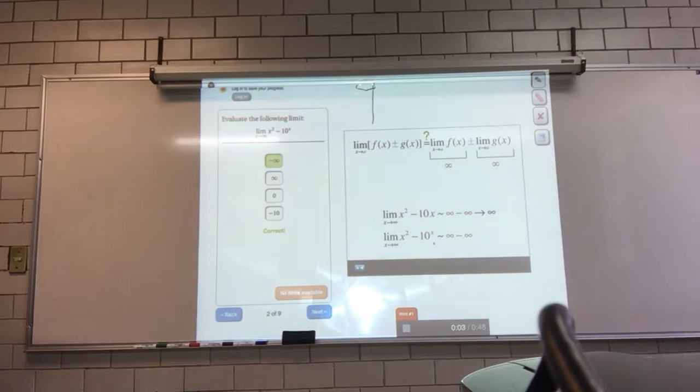Let's try plugging in some values and seeing which term dominates. So when x is 0, x squared is also 0, and the minus 10 to the x is 1. So the overall expression, x squared minus 10 to the x, is going to be minus 1. When x is 1, this becomes 1, this becomes minus 10, and we get minus 10. Let's make x a little bigger now. If x is 10, that x squared is 100, and 10 to the x is huge. So when we subtract them, we end up with minus infinity.